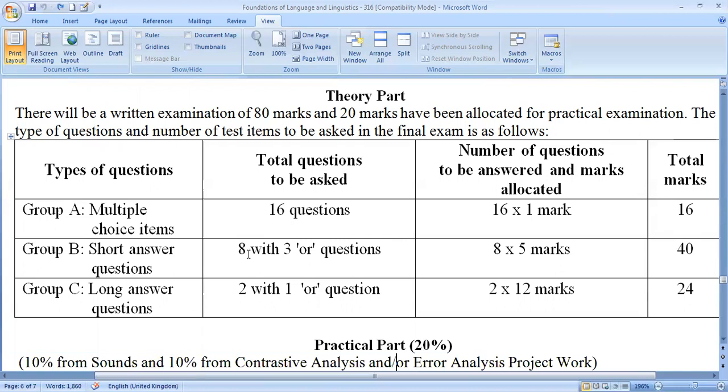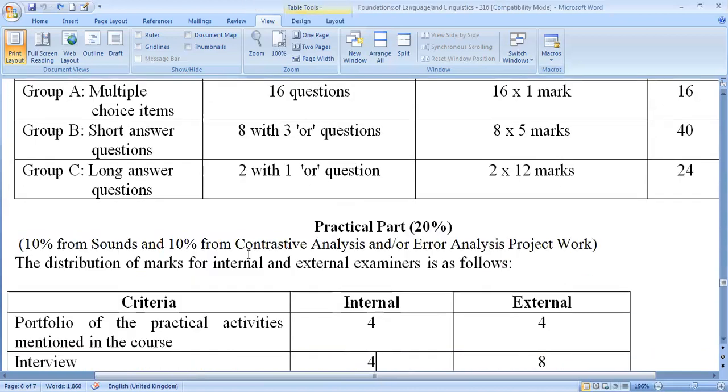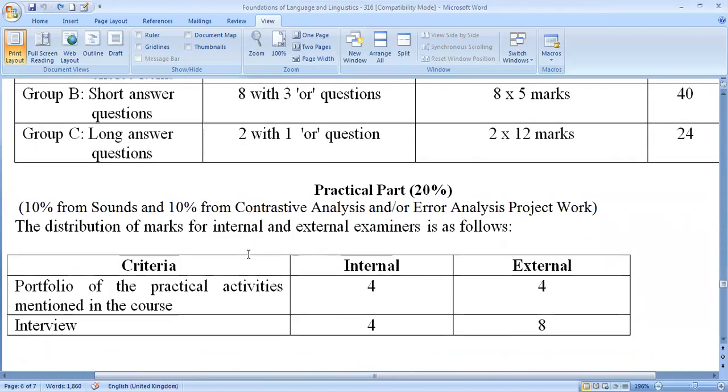Then the next, practical part will be 20. Here the practical portfolio is 10 from sounds and 10 from contrastive analysis, error analysis and project work. The distribution of marks for the internal and external examiners is as given here. Students have to learn the lesson from the sound chapter, 10 from the sound chapter and another 10 from contrastive analysis, that is CA and EA. CA means contrastive analysis, EA means error analysis.